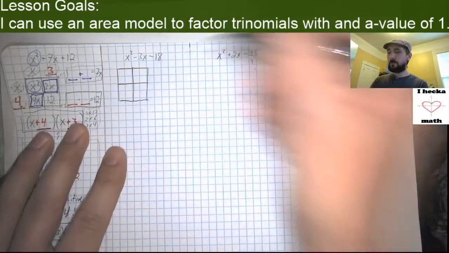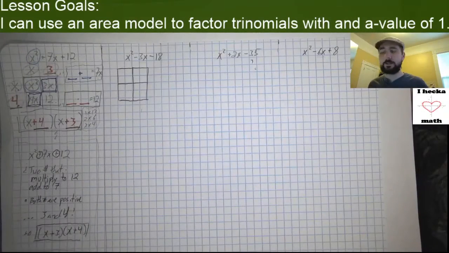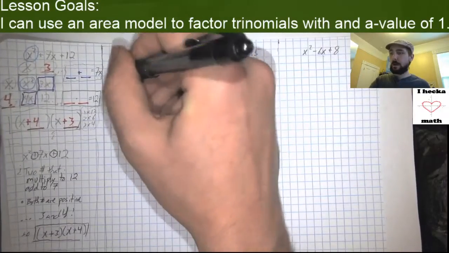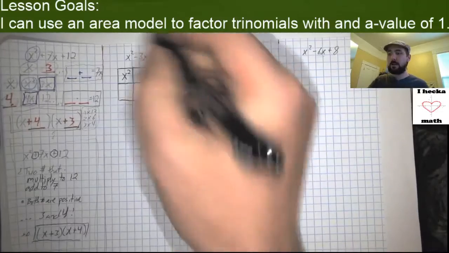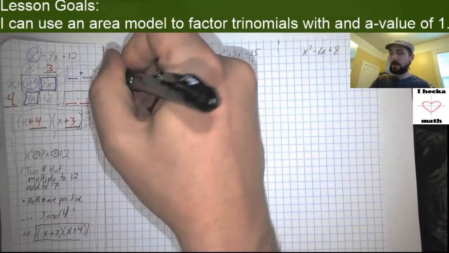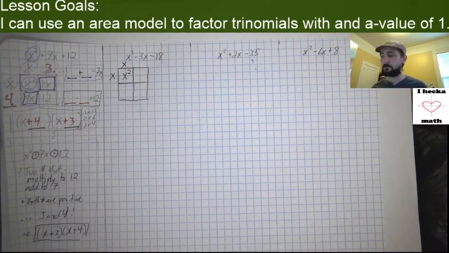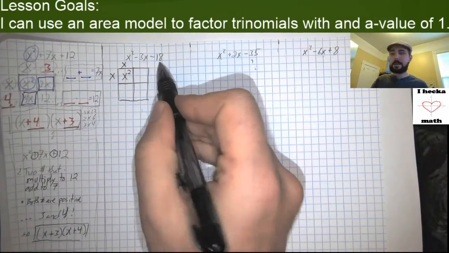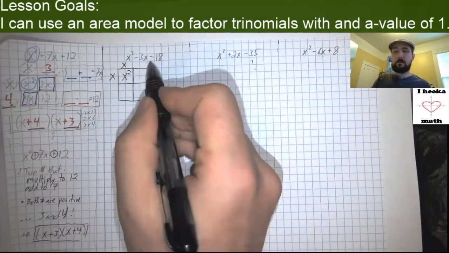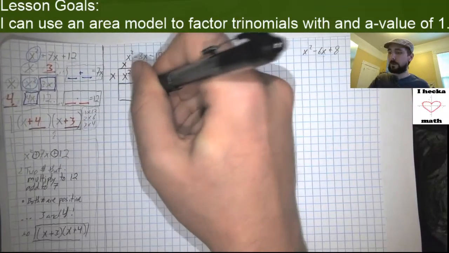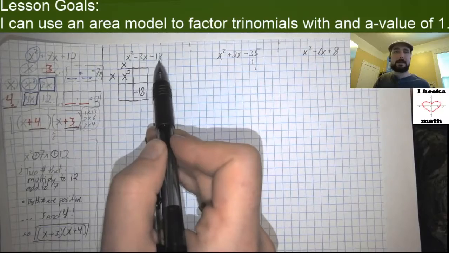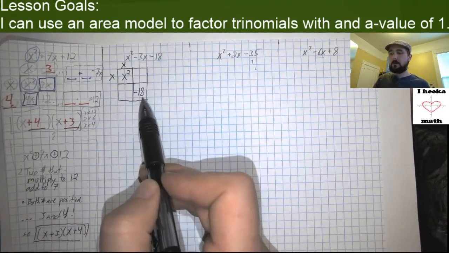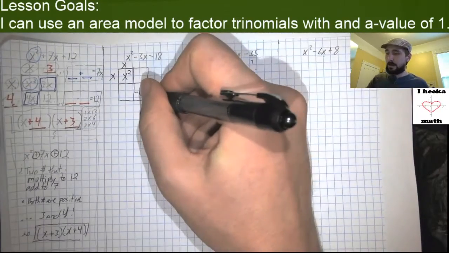Make my area model. And now I'm going to fill in some things that I know are going to happen every time. I know that the x squared, because of the way we set up the area model, is always going to start there, and that these 2 outer pieces will always be an x and an x. I also know that the minus 18 is always going to go right here. So this one is x squared minus 3x minus 18.